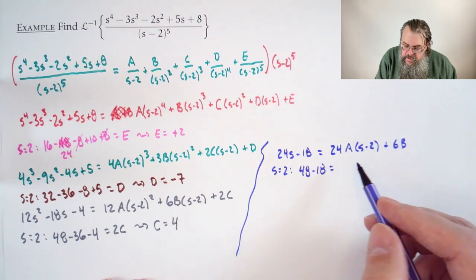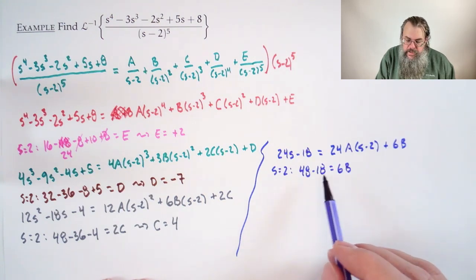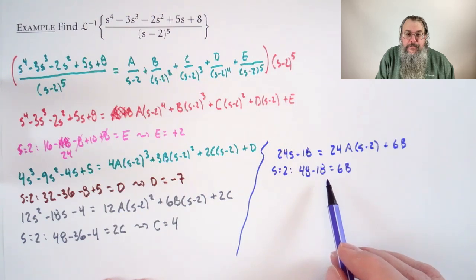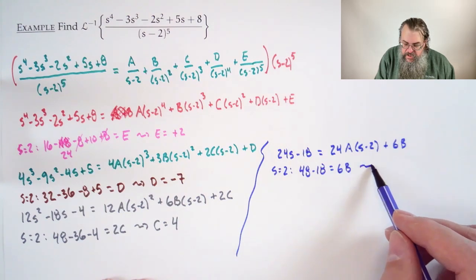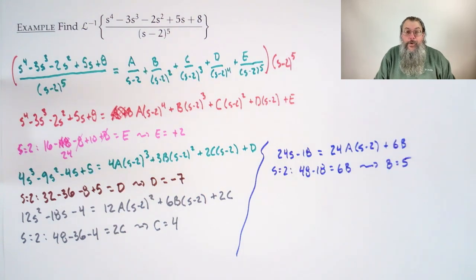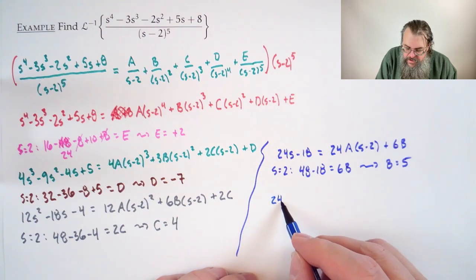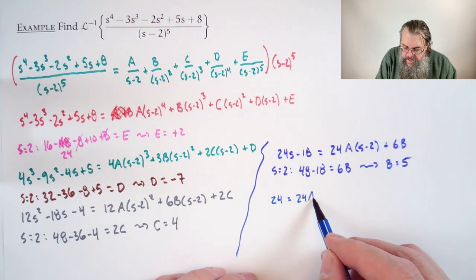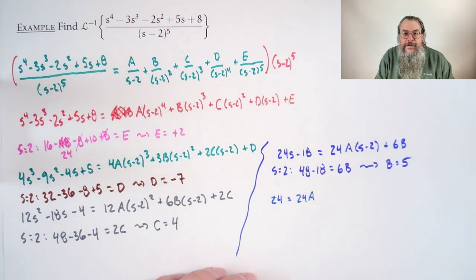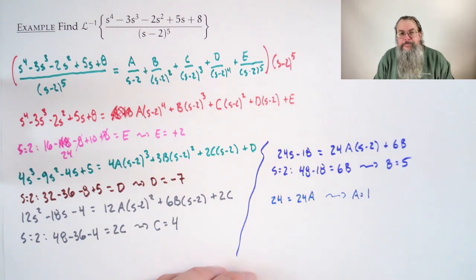Subtract 18 equals 0, 6b. Well, 48 subtract 18 is 30. 30 equals 6b. That says, hey, b equals 5. Oh, nice. Okay, once more. Once more to the breach, dear friends. Take one more derivative. 24 equals 24a. Oh, well, that was quick. What's our conclusion? A equals 1.